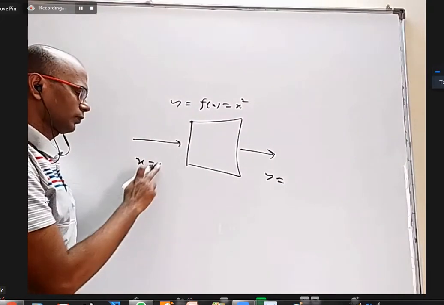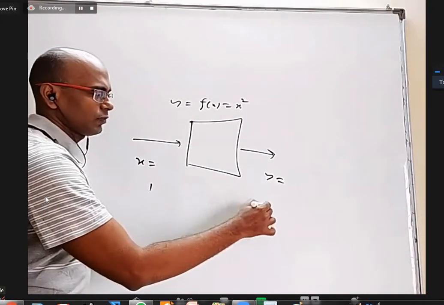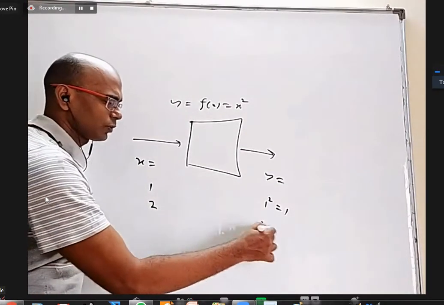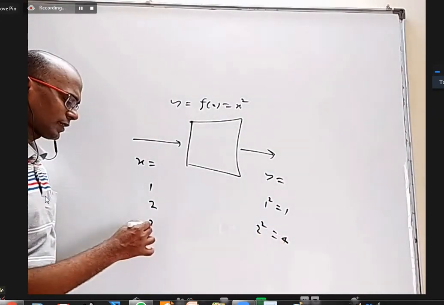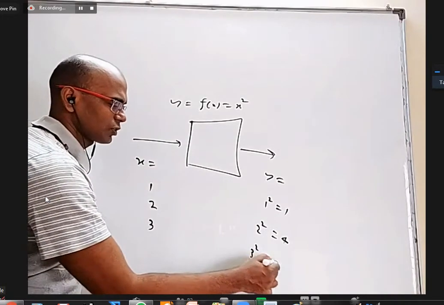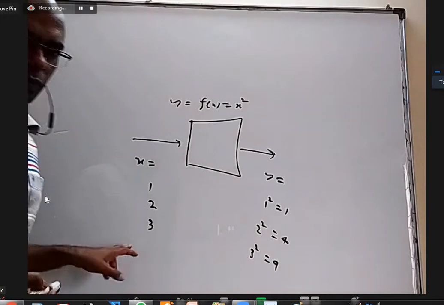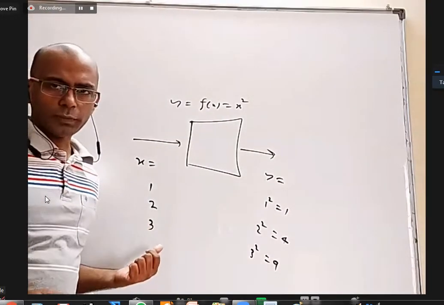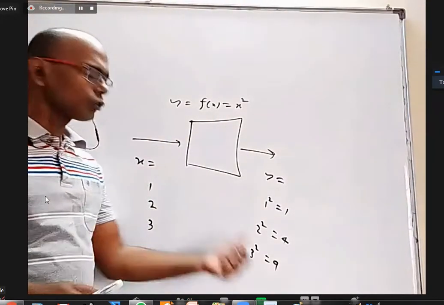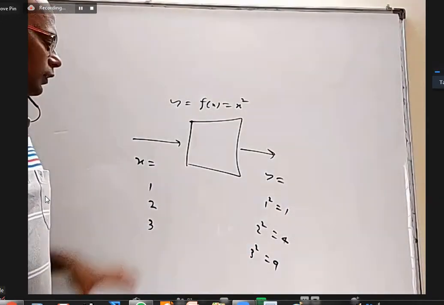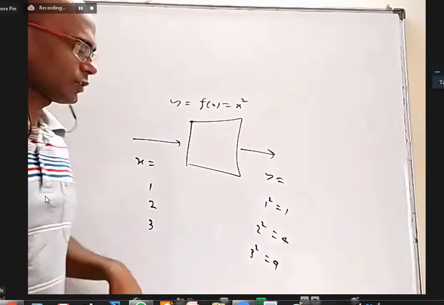So when x is 1 as input, the y will be 1 square. When you give input as 2, your output will be 2 square. When you give input as 3, your output will be 3 square, which will be 9. So the input that you are giving is called domain, and the output that you are getting is called range. Simple. Input is called domain and output is called range.